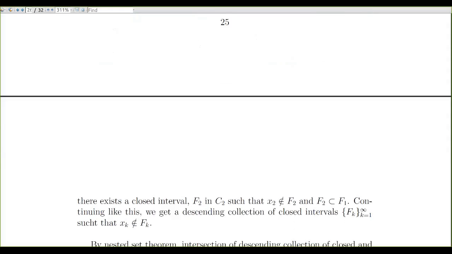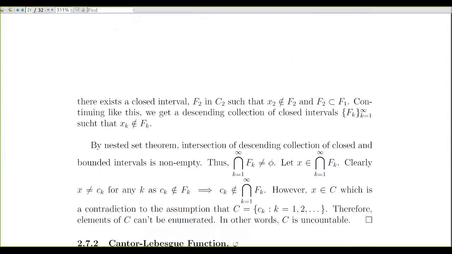Continuing like this, we will get a chain of closed sets, F1, F2, F3, etc. F1 is a subset of C1, F2 a subset of C2, F3 a subset of C3. Also, we know that F1 contains F2, F2 contains F3. So this is a descending chain of measurable sets because F1, F2, F3 are closed intervals. These intervals are Borel sets and therefore measurable. So we have a descending chain of measurable sets.